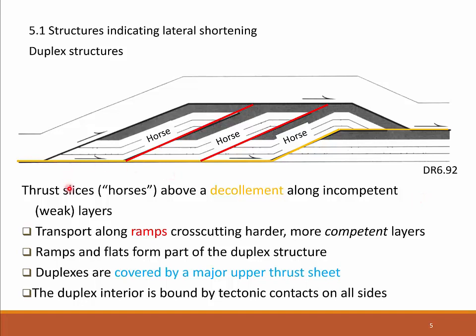The ramps and flats are a necessary part of the duplex structures, and we always would find duplex structures covered by a major upper thrust sheet that we see in white color here on the top. The interior of the duplex, that means the part that is formed by the ramps and by the horses, is bound on all sides by tectonic contacts. This is part of the definition of a duplex structure, individual thrust slices.